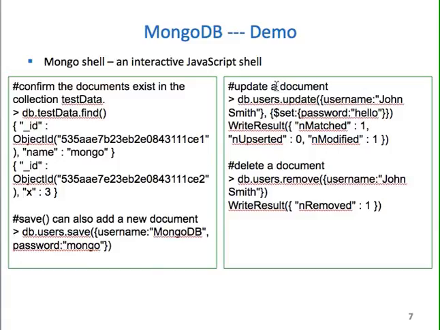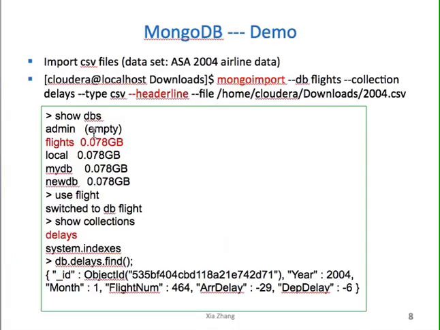You can also use the save method to add a new document. And to update a document, you use the update method. You put the query here, and then the $set, and then the field you want to update here. And to remove a document, you use the remove method and the query here.